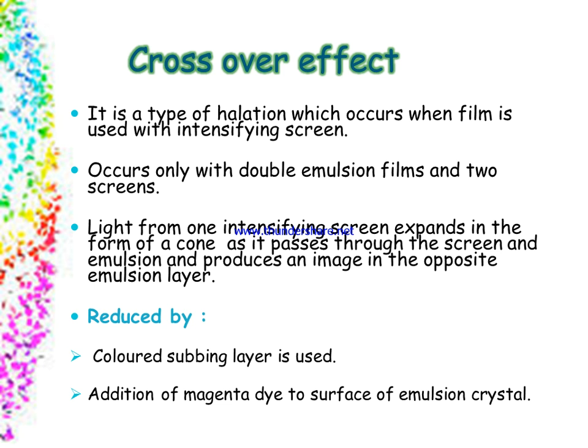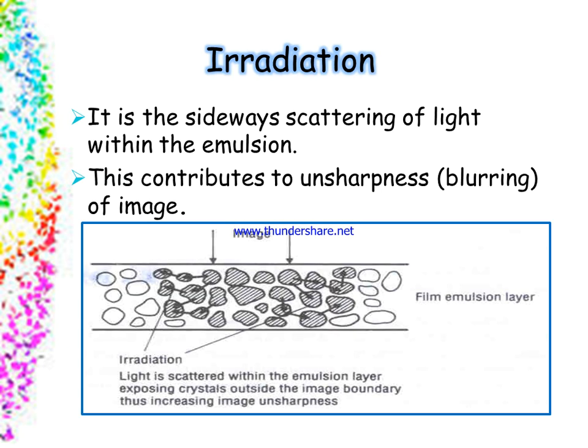Steps to reduce the crossover effect: a color subbing layer is used. When we use a color subbing layer, the crossover effect is reduced. Addition of magenta dye to the surface of the emulsion crystals also reduces the crossover effect. Irradiation is a sideways scattering of the light within the emulsion and contributes to unsharpness of an image.